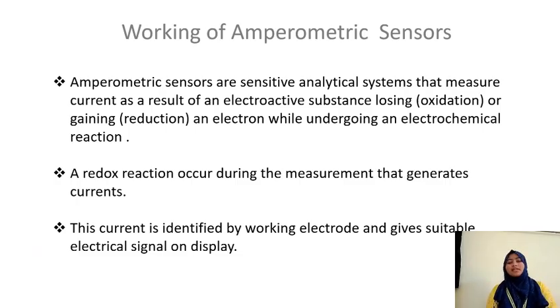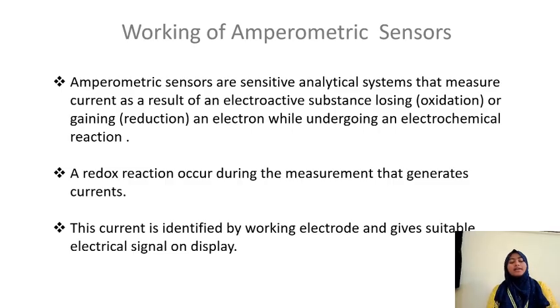Amperometric sensors are sensitive analytical systems that measure current as a result of an electroactive substance losing or gaining electrons, oxidation or reduction, both redox reactions, while undergoing an electrochemical reaction. So in amperometric sensors, we are also using two electrodes. It detects the current from one electrode to another electrode. Here also we use a working electrode and a reference electrode. So the current is detected by losing, like oxidation, or by gaining, like reduction. The electrons are released while undergoing an electrochemical reaction. We can detect the current between the two electrodes.